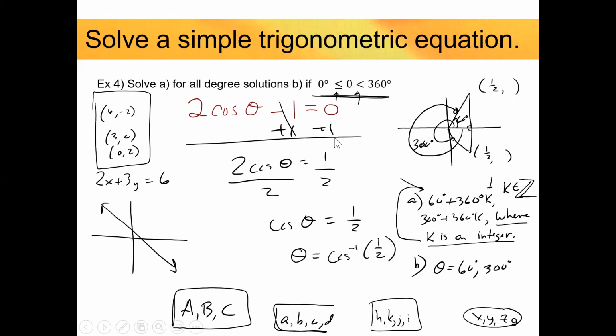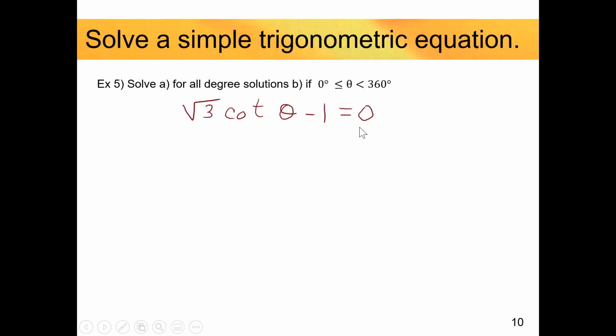Okay. On your mark, get set, go. All right, cotangent, all yours. Have fun. Just not too much fun.